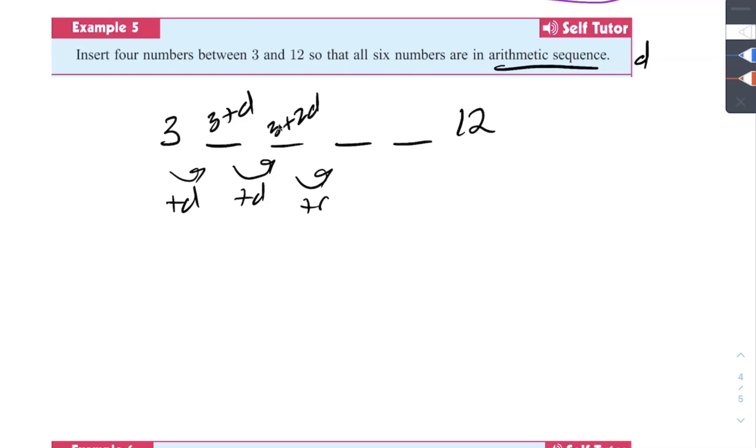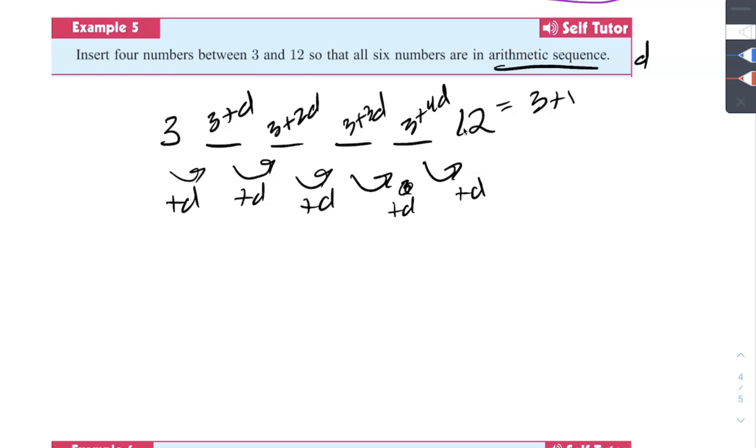Another common difference, and you get 3 plus 3D. Do it one more time, and you get 3 plus 4D. And actually, you have to do it one more time because I want to figure out what this guy is. To get to here, you add another common difference, and you get 12, also known as 3 plus 5D. So that's how we're going to solve this.